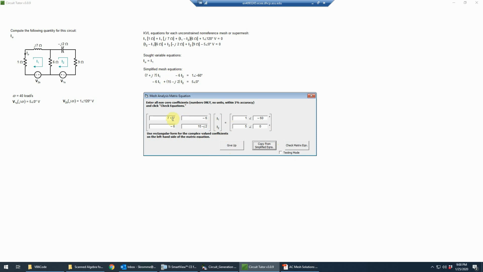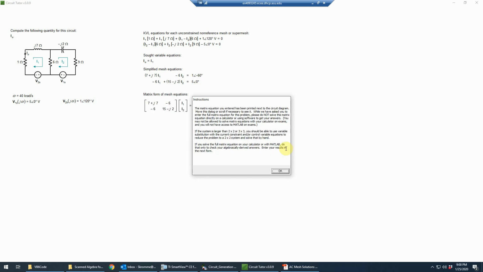And remember what this means is each row of the matrix equation is the same as one of the simplified equations. So this means 7 plus J7 times I1 minus 6 times I2 is equal to 1 angle negative 60 degrees. That's just the first equation using the standard rules for matrix multiplication. And then the second equation, just negative 6 times I1 plus this coefficient times I2 is 5. So that would be the second equation. So we'll check that. And of course that's correct.